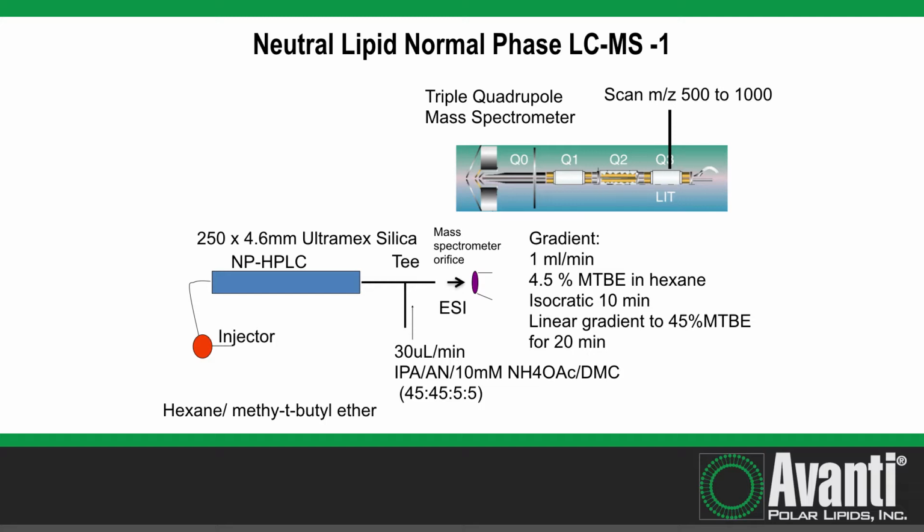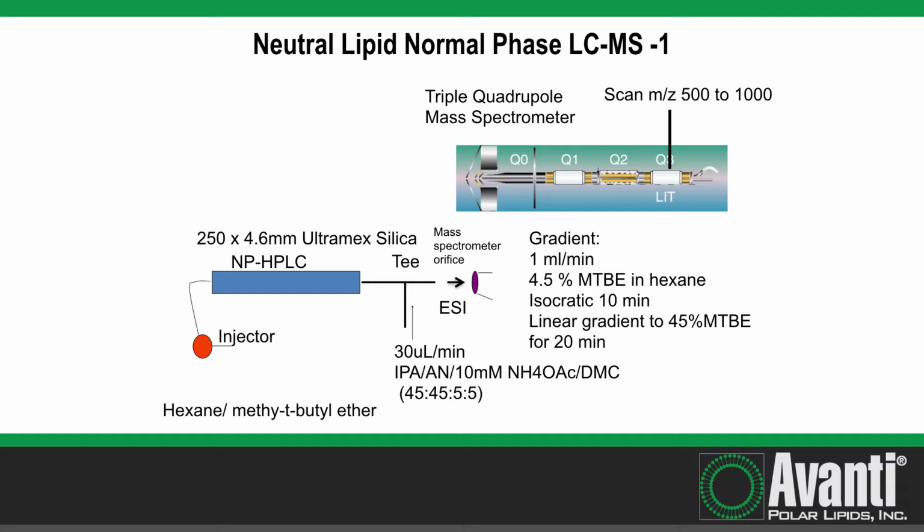The modern machine is very responsive and can change its operation mode in the millisecond time scale. So it's not a scale we live in, but it's a scale the computers live in. So it works quite well. In this case, I'm going to show you an example of a normal phase separation of lipids.